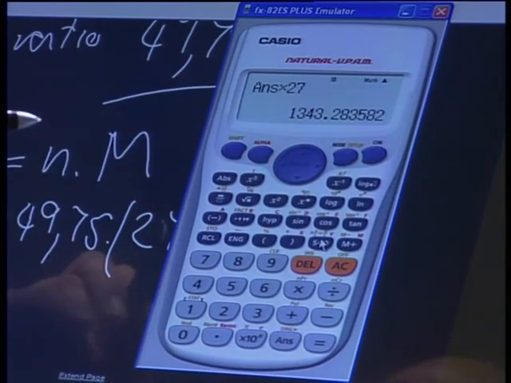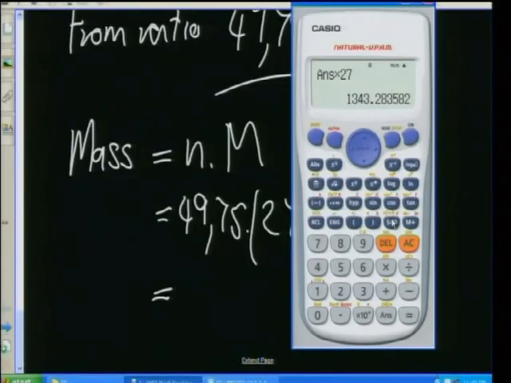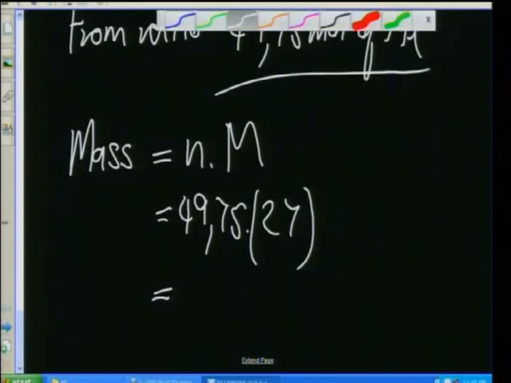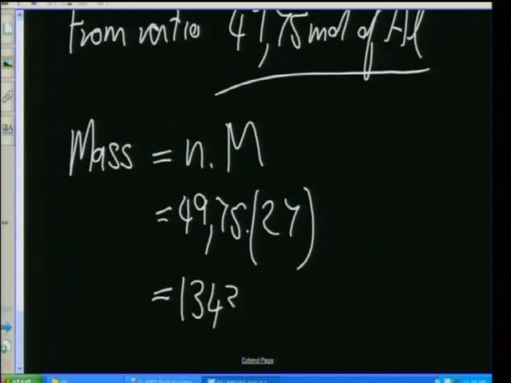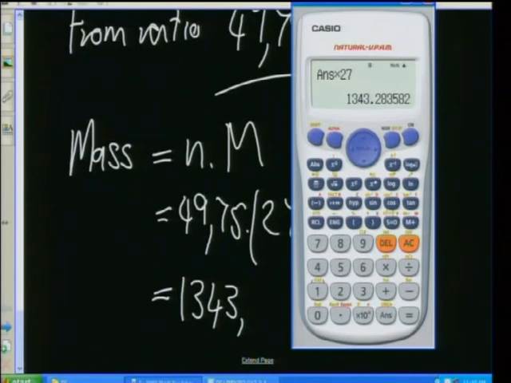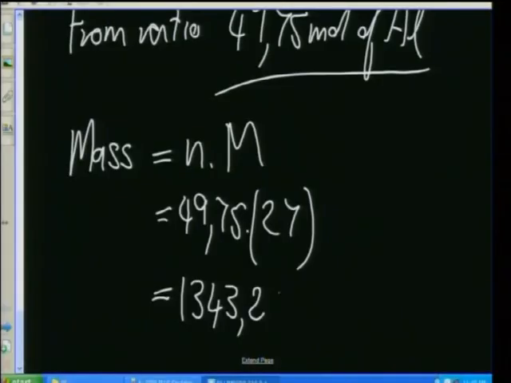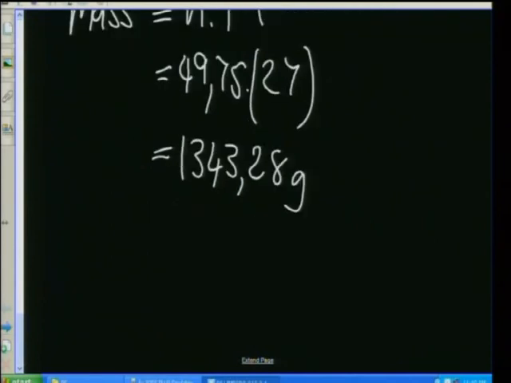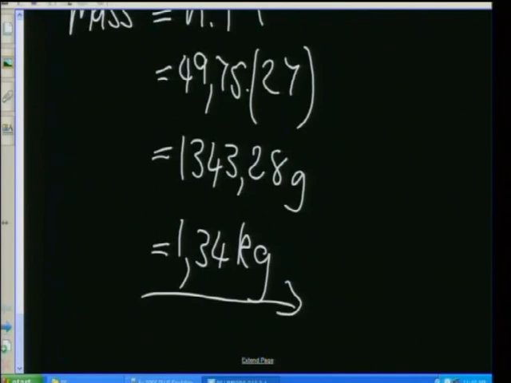1,343,28 grams. So we need to remember it's grams. Let's write it down. 1343,28 grams. Now, I hope you can see, Richard, that that's just about 1,34 kilograms. It's not a lot of aluminium, is it?